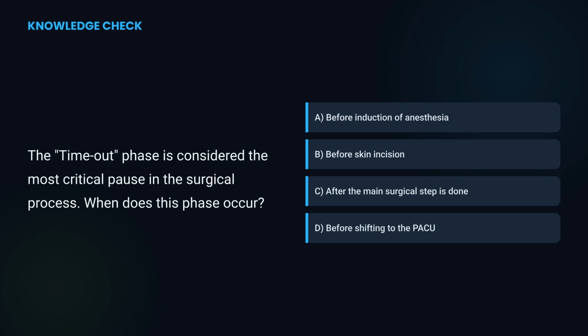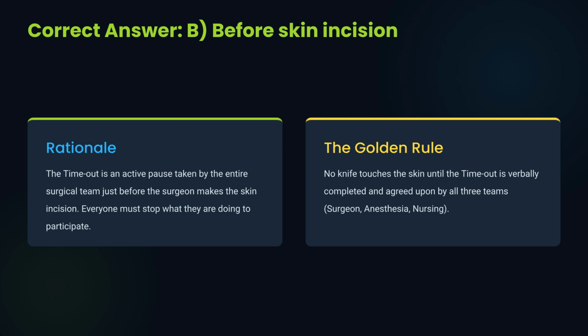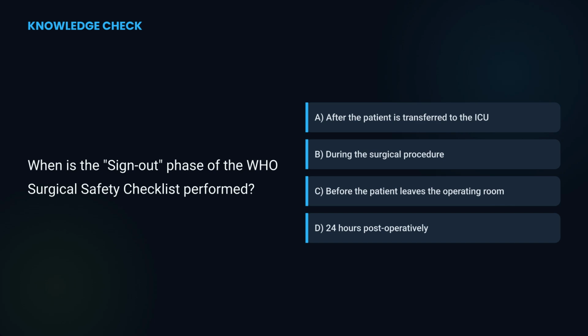When does this phase occur? The correct answer is B, before skin incision. The timeout is an active pause where the entire surgical team stops to review critical checks before the surgeon makes the cut. When is the sign-out phase of the WHO Surgical Safety Checklist performed?